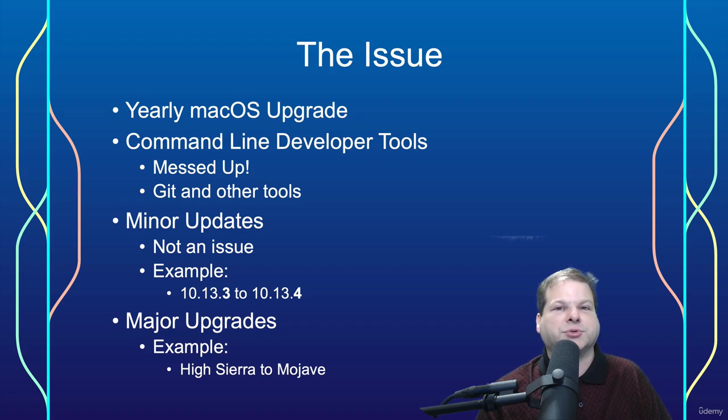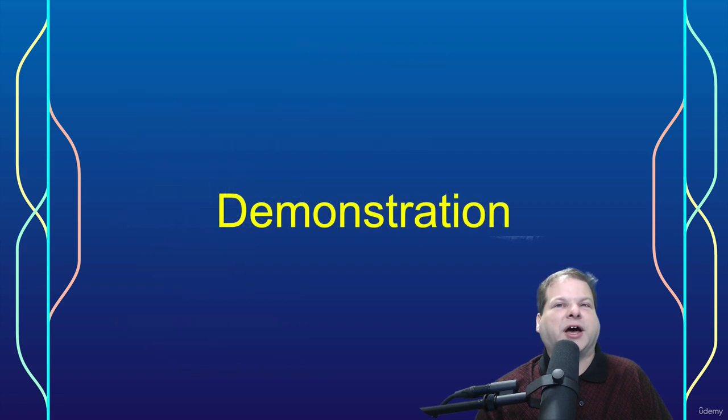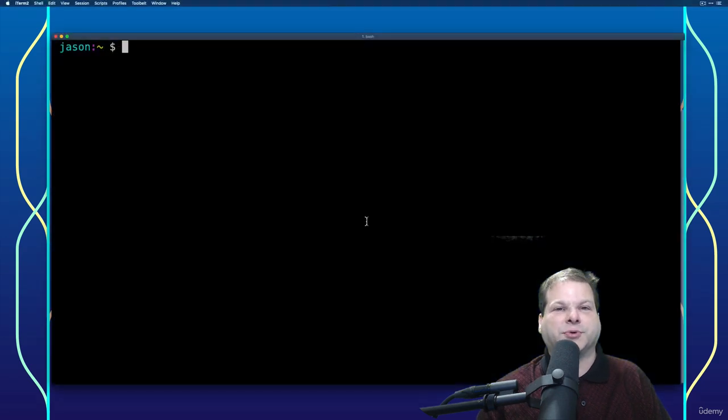Prior to the upgrade, my installed version of Git, which is included with Xcode or via the command line developer tools, worked perfectly fine. Now, post-upgrade, I have some issues. Let's check it out. With my terminal open, I still have the Git binary, or at least a symlink on my system's path.